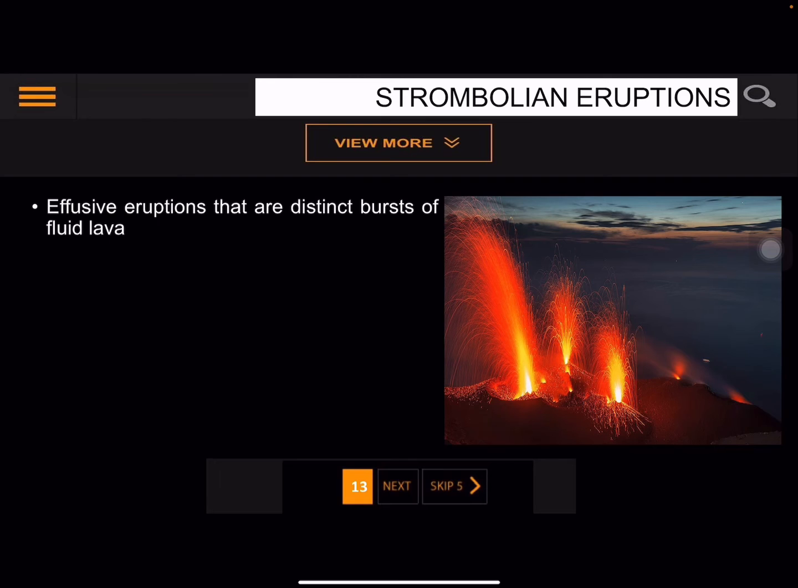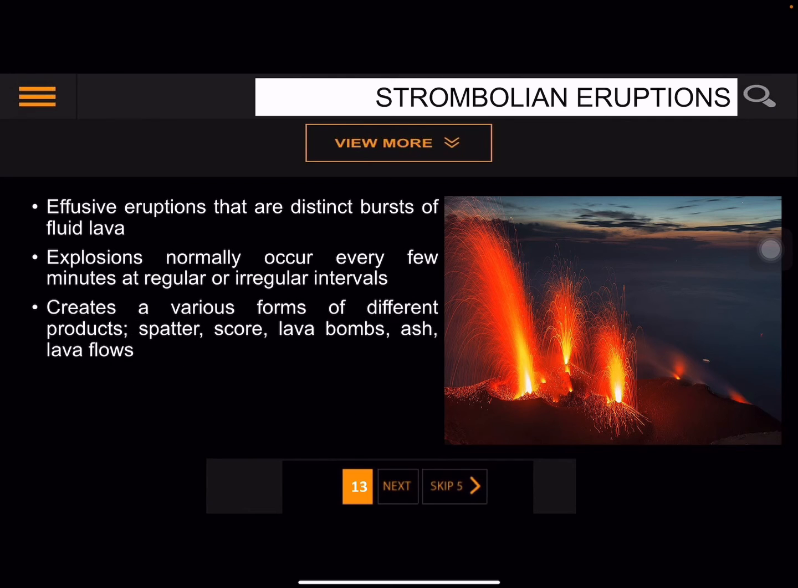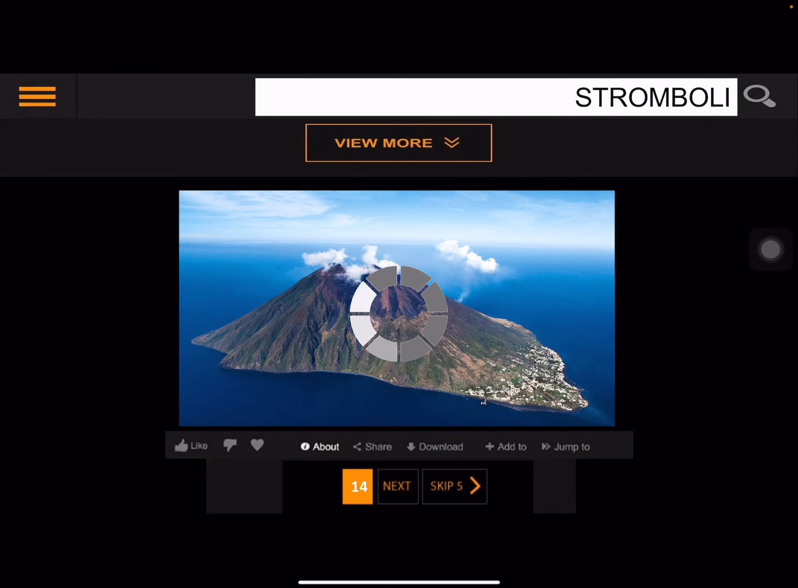Strombolian eruptions are eruptions with distinct bursts of fluid from the mouth of a magma-filled summit conduit. Explosions normally occur every few minutes at regular or irregular intervals and can reach hundreds of meters in height, powered by the bursting of large bubbles of gas. This kind of eruption can create a variety of products such as spatter, scoria, lava bombs, ash, and small lava flows. Such products are also often collectively called tephra. The type is named after the volcano that makes up the tiny island of Stromboli because of its multiple erupting summit vents.